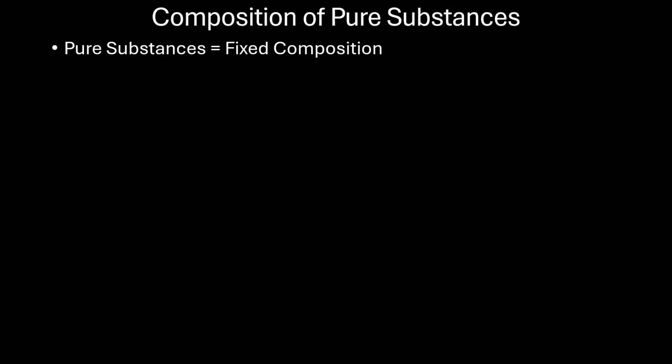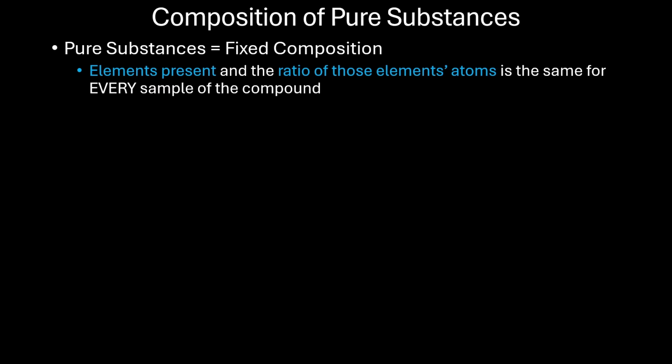So let's talk about the composition of pure substances. When I say pure substance, all I mean is that there's a fixed composition. So what does this mean? It basically means that the elements are present, and the ratio of those elements' atoms is the same for every sample of the compound. So the ratio of the elements present is the same.